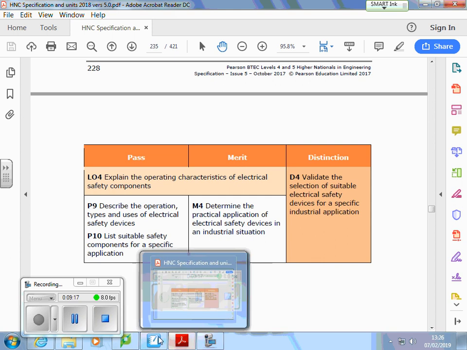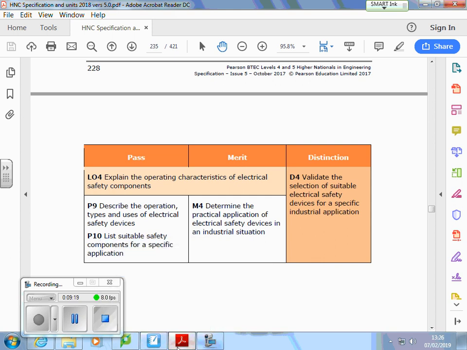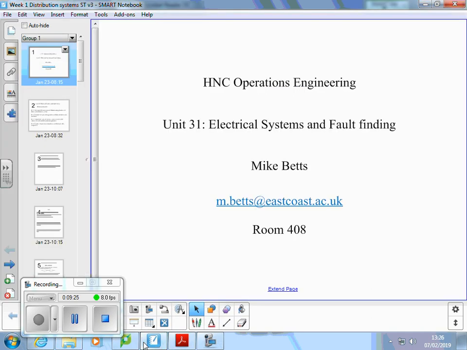I guess some of you will be back to work for that week. Right, having done that, let's have a look at what we're really going to do. So, HNC, Operations Engineering, Unit 31, Electrical Systems and Fault Finding. I'm Mike Betts. That's my email address. I live where Roy lives currently, in room 408, if you want to try and find me.